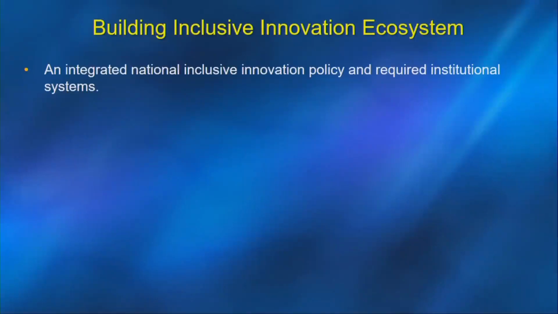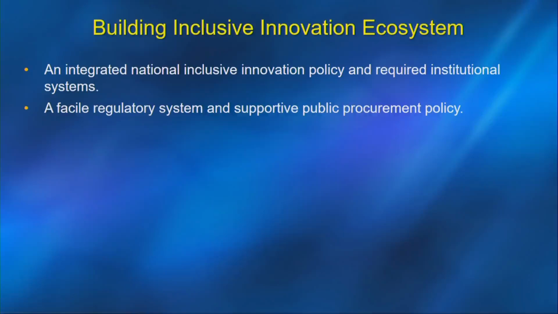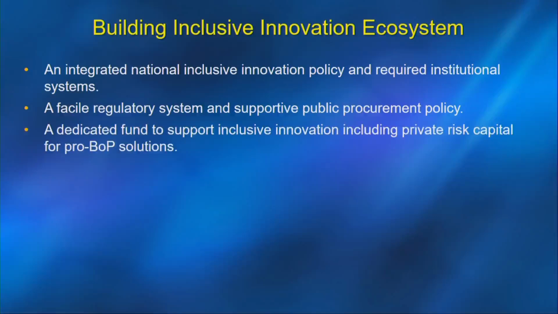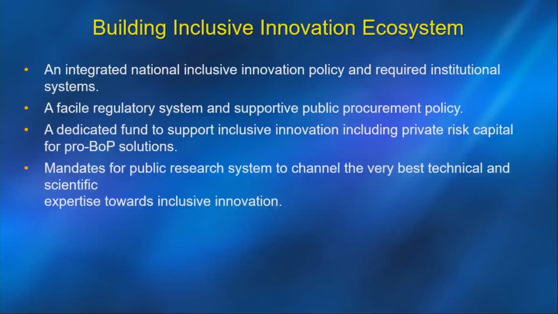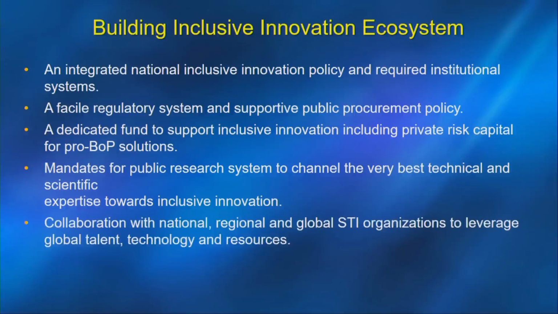So when we talk about SDGs for health, this is what one would like to see. So for building an inclusive innovation ecosystem, at the end, we need an integrated national inclusive innovation policy, but must create supporting institutional system. We need a facile regulatory system supporting public procurement policy, like I kept on emphasizing. You can create a dedicated fund to support inclusive innovation, including private risk capital for bottom of the pyramid people. And we must mandate the public research system to channel the very best technical scientific expertise, like the examples that I gave. And finally, it's work for all.